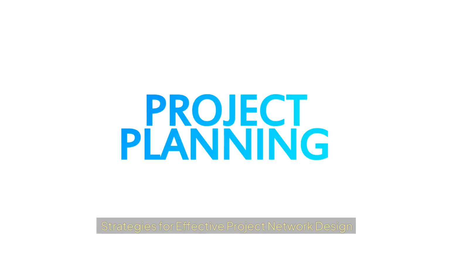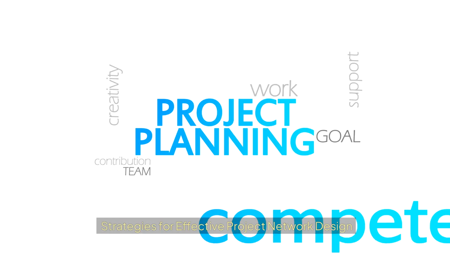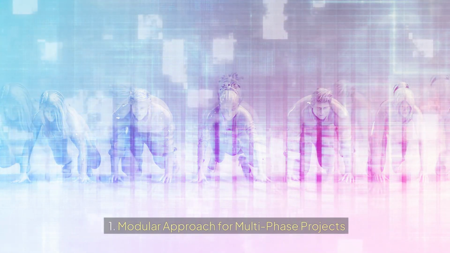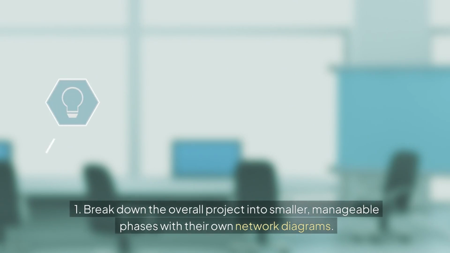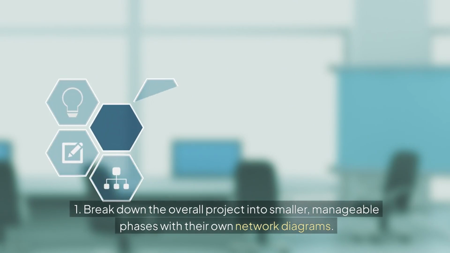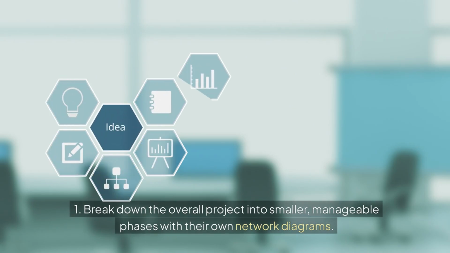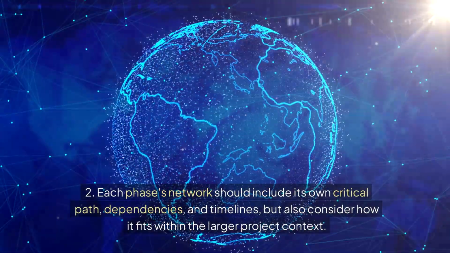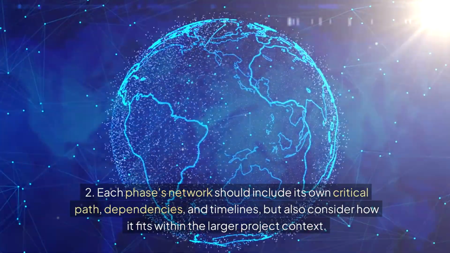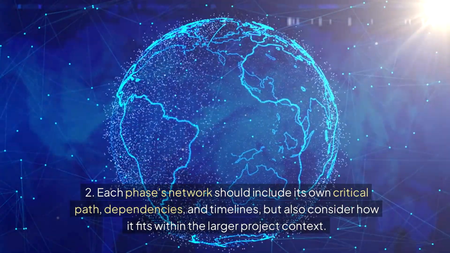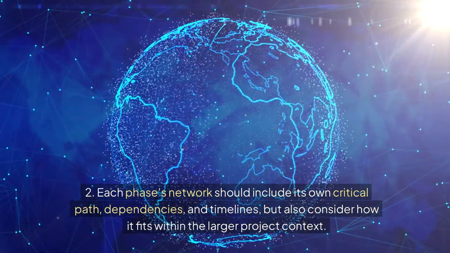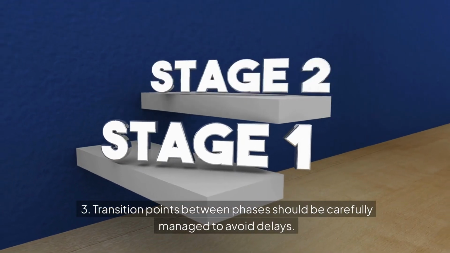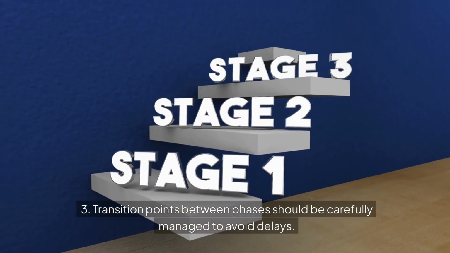Strategies for effective project network design. 1. Modular approach for multi-phase projects. 1. Break down the overall project into smaller, manageable phases with their own network diagrams. 2. Each phase's network should include its own critical path, dependencies, and timelines, but also consider how it fits within the larger project context. 3. Transition points between phases should be carefully managed to avoid delays.